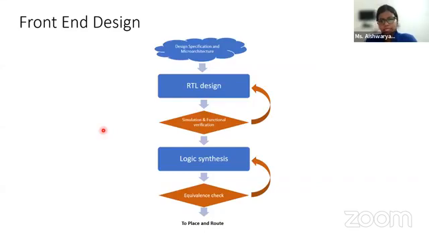ASIC design basically happens in two parts. First is front-end design and then back-end design. So we'll talk about both. Let's at first start with the front-end design. In front-end design also, we'll have different steps that we need to perform. Like I have mentioned here, these are all the steps that we need to perform in front-end design. I'll be going through each and every one of these steps one by one.